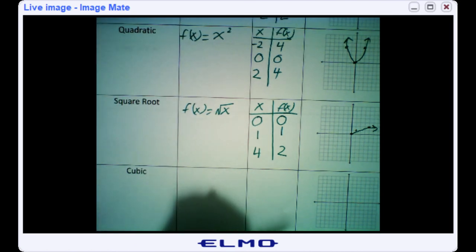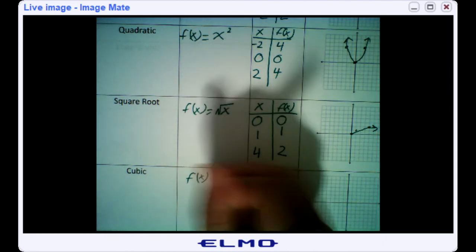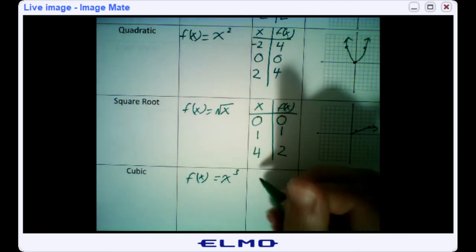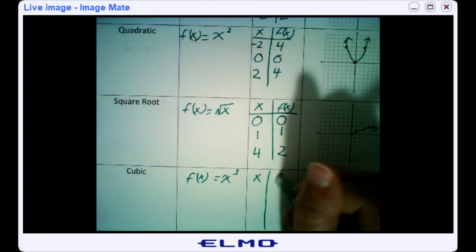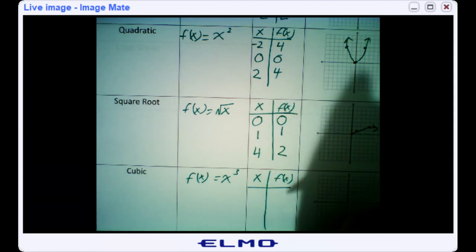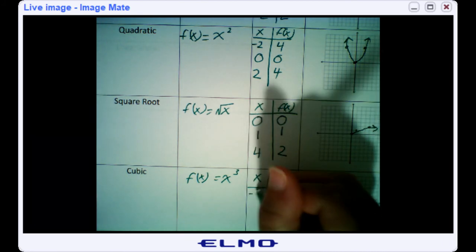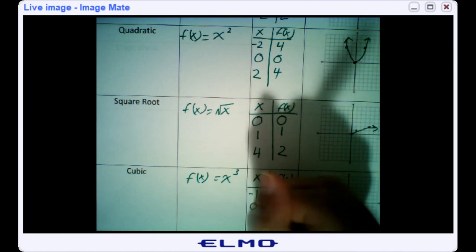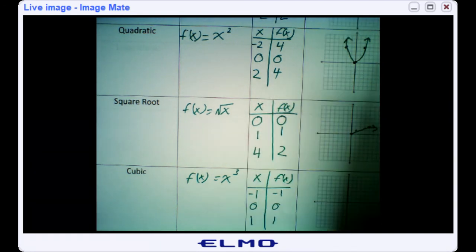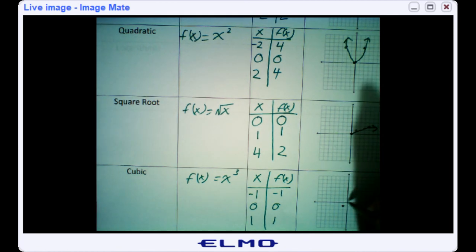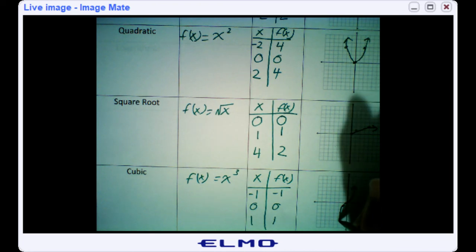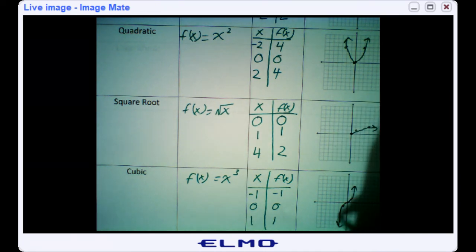Cubic is going to be f of x or y equals x cubed. So we're going to take each of our x values and we're going to cube it, or multiply it by itself 3 times. So -1 cubed is -1, 0 cubed is 0, and 1 cubed is 1. It's going to be super steep here, and then a little bit more gradual, and then really, really steep over here as well.